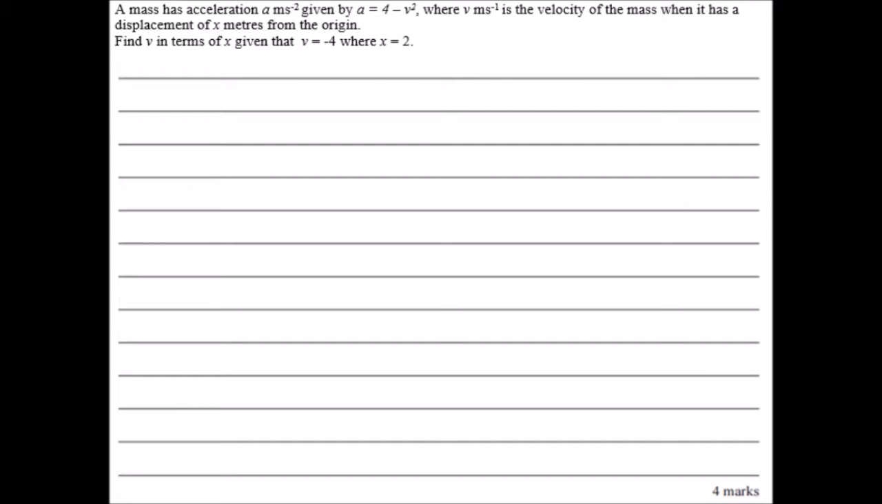We're trying to come up with a function of velocity in terms of displacement. First off, what do we know about acceleration? The acceleration has a number of forms, such as dv/dt, but the best one that we need is the form that involves velocity and displacement, v dv/dx. That is equal to 4 minus v squared.